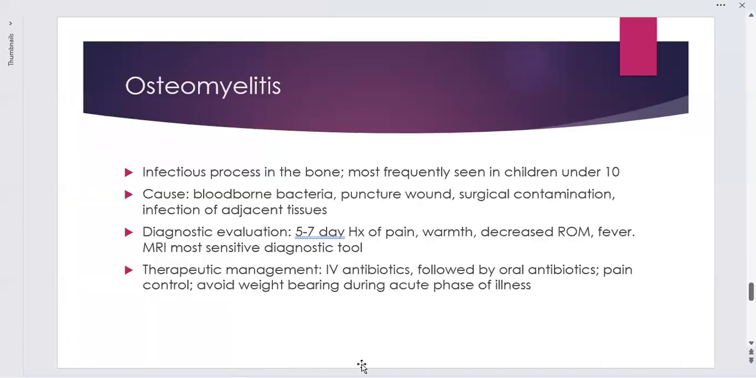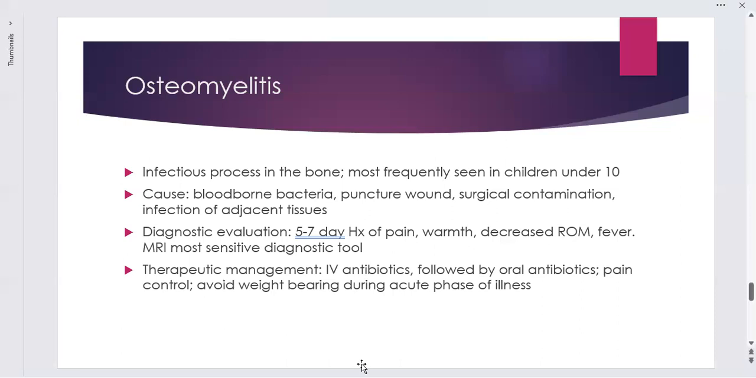All right. The next thing we're going to talk about is osteomyelitis. So this is an infection inside the bone. Often this is secondary to some type of trauma, like a puncture, it can be a surgical contamination, or there was an infection in tissues that were near this area, okay? Diagnosis comes from a 5 to 7 day history of pain, warmth, decreased range of motion, and fever. The MRI is going to give us the most sensitive diagnostic information.